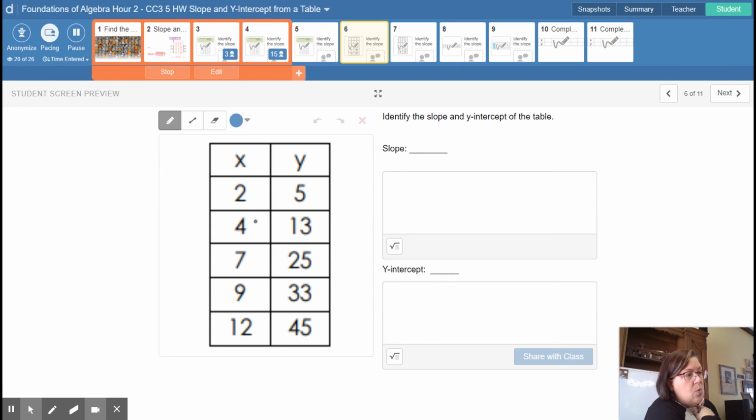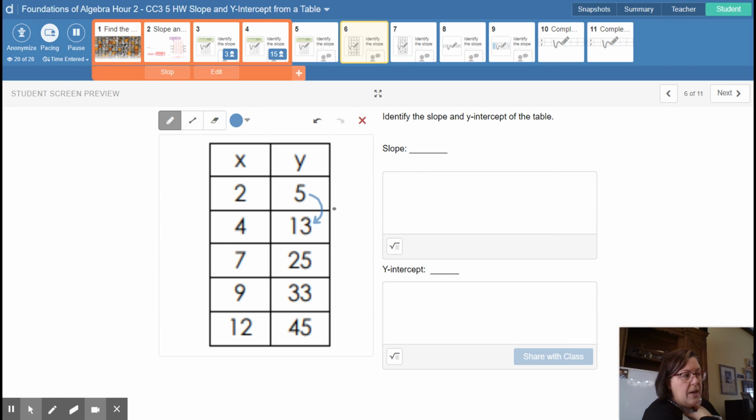So Xavier's question was, how do you find the Y-intercept if there's no 0 in the table? You're going to back the table up until you do see 0 in the table. So you're going to modify the table on your own. Here's what you're going to do to do that. The first thing that you want to do is find out what's happening in the table.